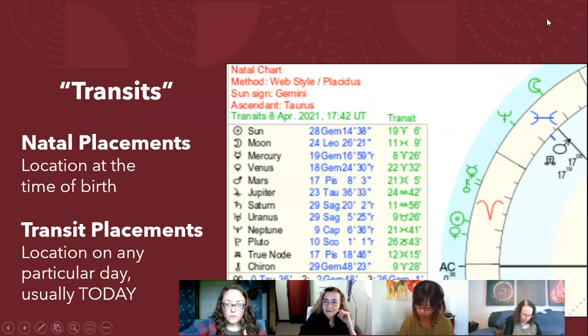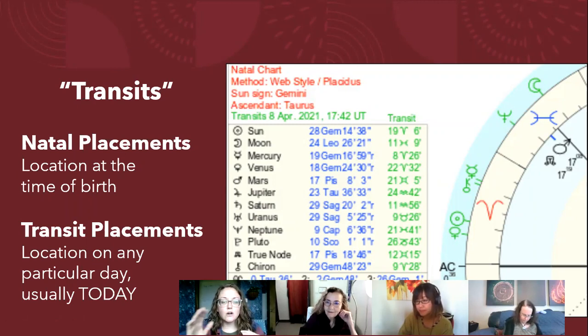Around the outside of the wheel, the little green icons, those are transits. So transits and placements are not the same thing. You can already see that from the little bit of the chart we can see here. My natal placements have these two things in Pisces and that's it. But on April 8th, the date that I took this screenshot, the moon and Neptune are both in Pisces. So the transits are the location on any particular day. Usually we're pulling transits for today, and that's pretty common.